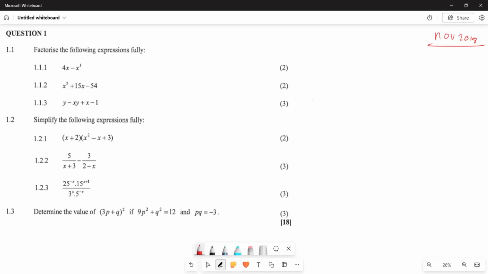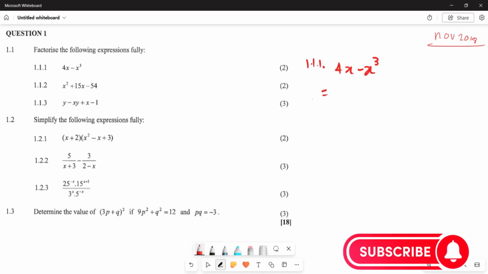Now, when we start with 1.1.1, you are given 4x subtract x squared, or rather subtract x cubed. How can we go about solving this part of the question? The first thing we are going to do is look for a common factor. If you look at both terms, indeed you have a common factor, which is x. So this is going to be x, open bracket.